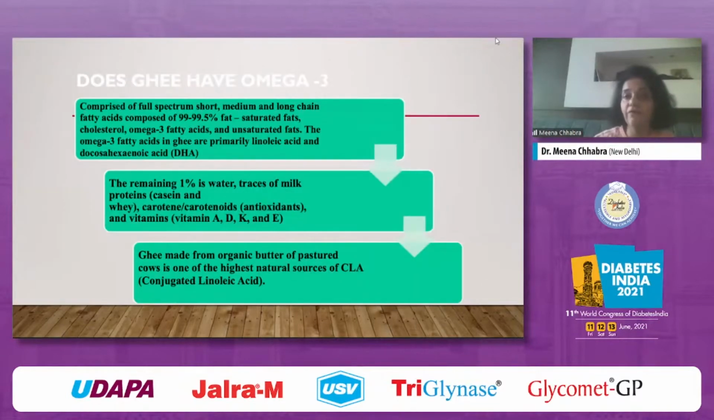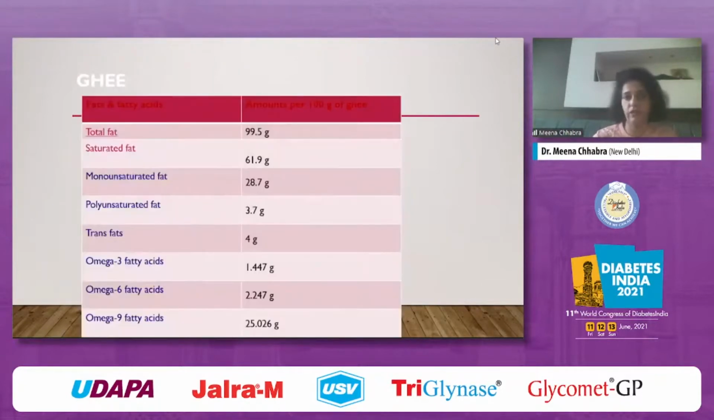Now, again, does ghee have omega-3? See, ghee can be used in moderation because ghee is clarified butter. Ghee increases the LDL or the bad cholesterol because it contains saturated fats, but it also contains omega-3 fatty acids and unsaturated fats. The omega-3 are primarily linoleic acid and DHA. Now, if you take small or modest amounts of ghee, the LDL increases and also the HDL increases. So the ratio remains good. And you do need saturated fats also in your diet. So it's important that you can take ghee, but in moderation. Now, this is the content of various fats in ghee.